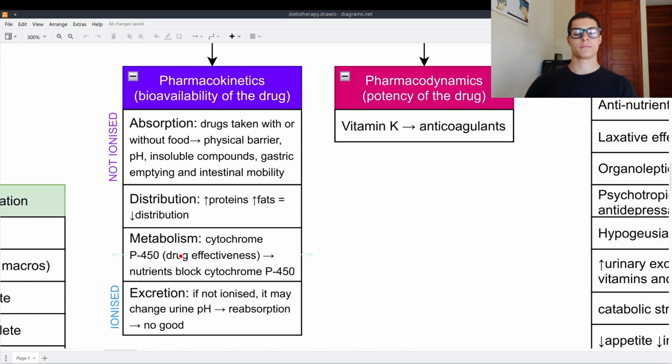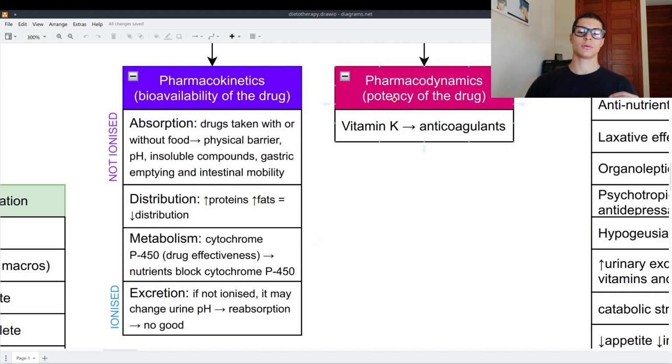Metabolism: the cytochrome P450 affects the drug effectiveness, and the nutrients can block the cytochrome P450. Therefore, the drug effect will become even higher. And excretion: if it's not ionized, it may change the urine pH and be reabsorbed, which is something no bueno. Here I put ionized and not ionized because these are the proper ways of absorbing the drug, not ionized form, and excreting the drug, ionized form.